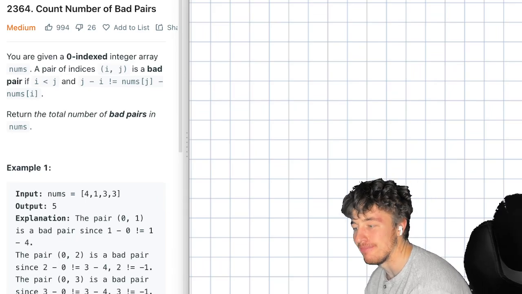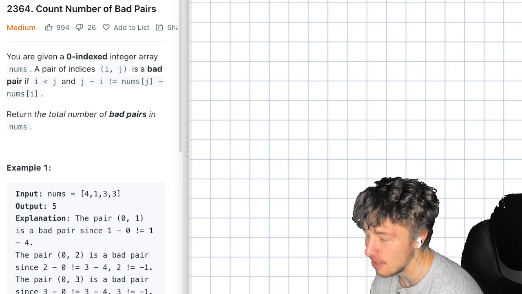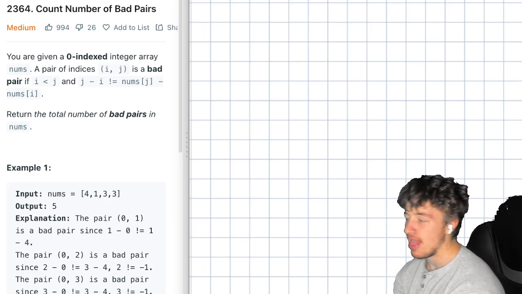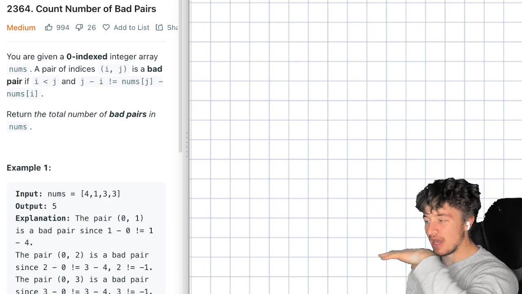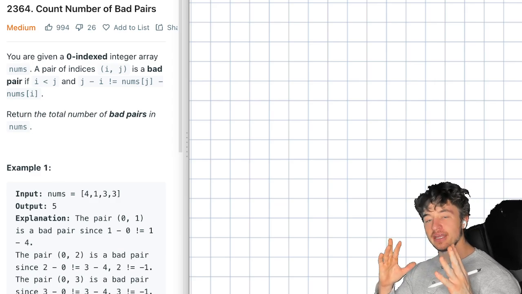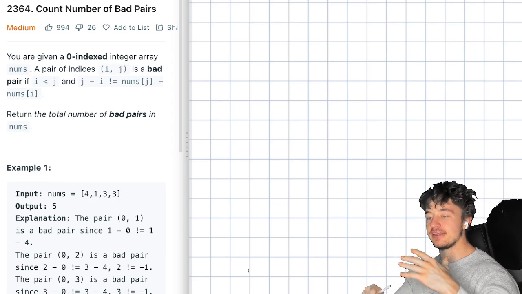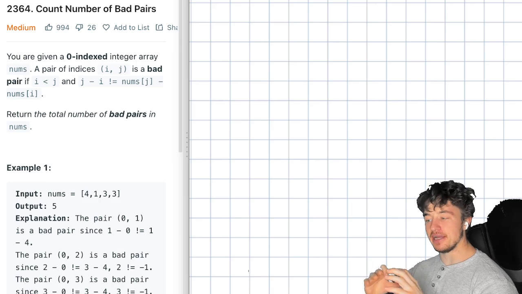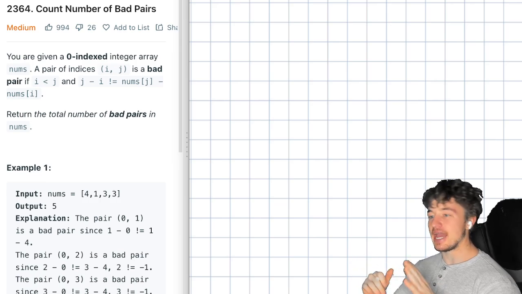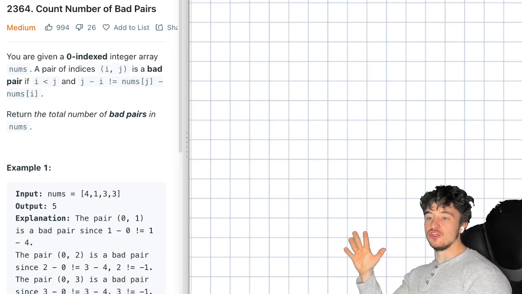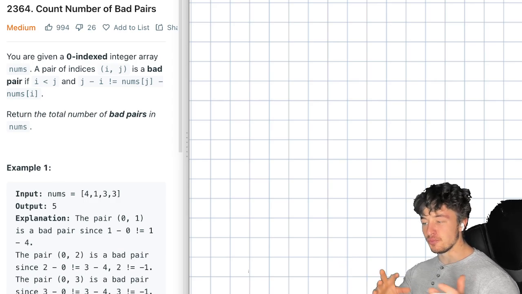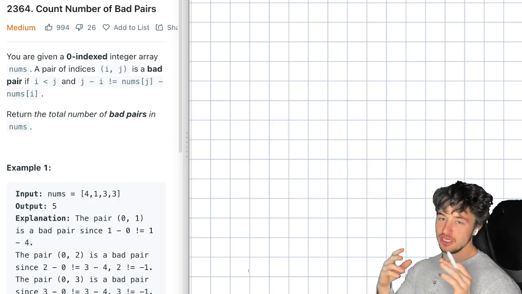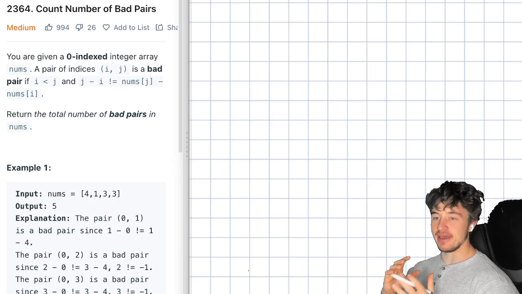So today we're doing problem 2364, count number of bad pairs. This is definitely one of those problems where the condition seems kind of complicated, but if you take the opportunity to modify it slightly and look at it from a different perspective, you'll notice that the solution is pretty straightforward. There are many LeetCode problems that fit that mold.